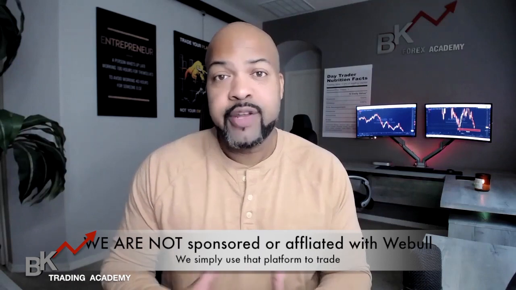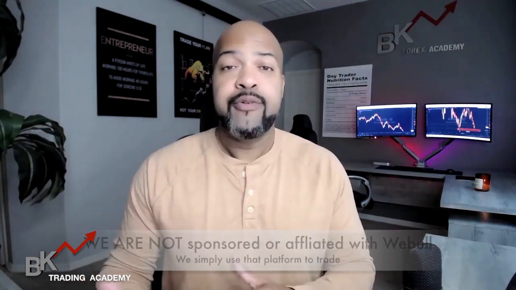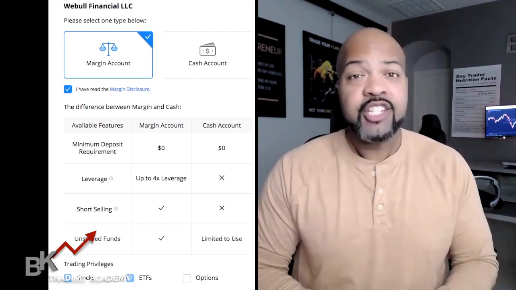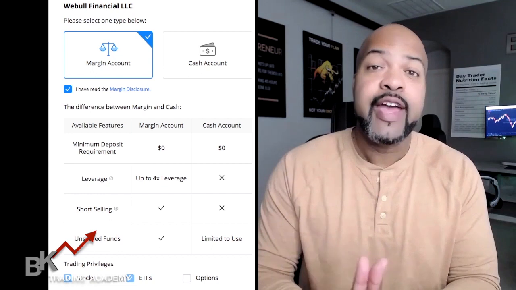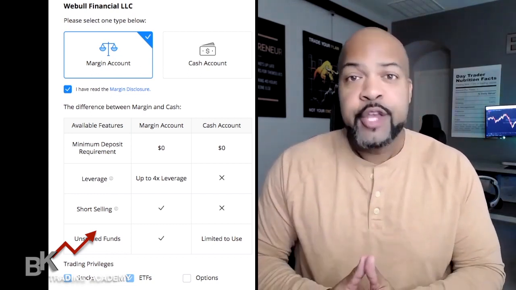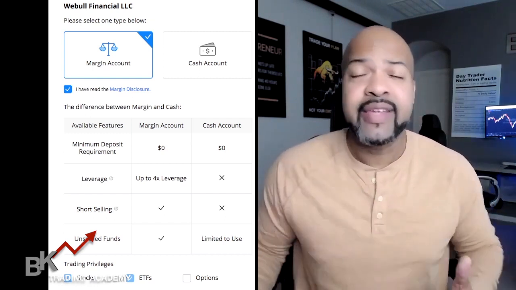And we're going to talk about the two different accounts that they have in order to trade the stock market. So as I mentioned before, you have a cash account or a margin account. A cash account is you put in the amount of money that you want to put in, and that's what you're trading. It's a 1-to-1 ratio. Okay. You're not trading the broker's money. You're not borrowing any leverage or anything like that.